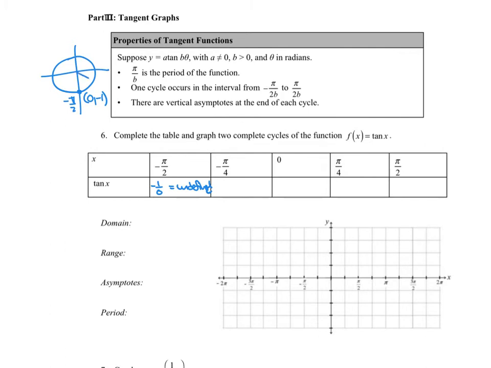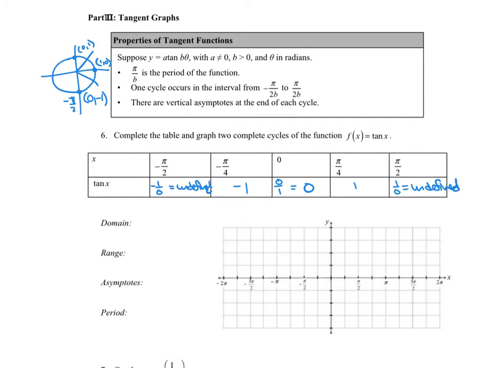At negative pi over 4, down here, the coordinates are root 2 over 2 and negative root 2 over 2. And if I divide those, I'm going to get negative 1. Tangent of 0 is, since our coordinates are 1, 0, y over x would be 0 over 1, which is 0. Tangent of pi over 4 is 1. And tangent of pi over 2, 0, comma 1, if I do y over x, I get 1 over 0. Again, that's undefined.